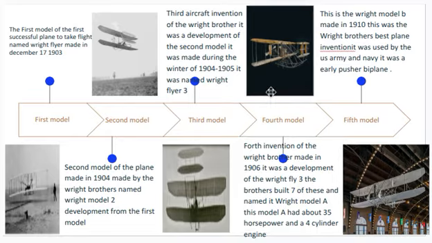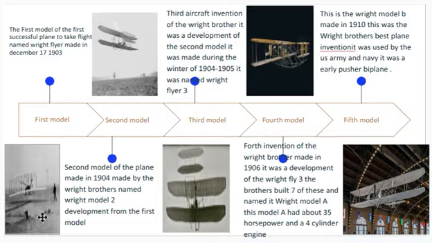So like I said, it's a big development from the others. So now we go to the last plane they made, which was the Wright Model B, made in 1910. This was the Wright brothers' best plane invention. It was used by the U.S. Army and the Navy, and it was an early pusher biplane. So yeah, and it's this one. There's a replica, and it was in a museum.